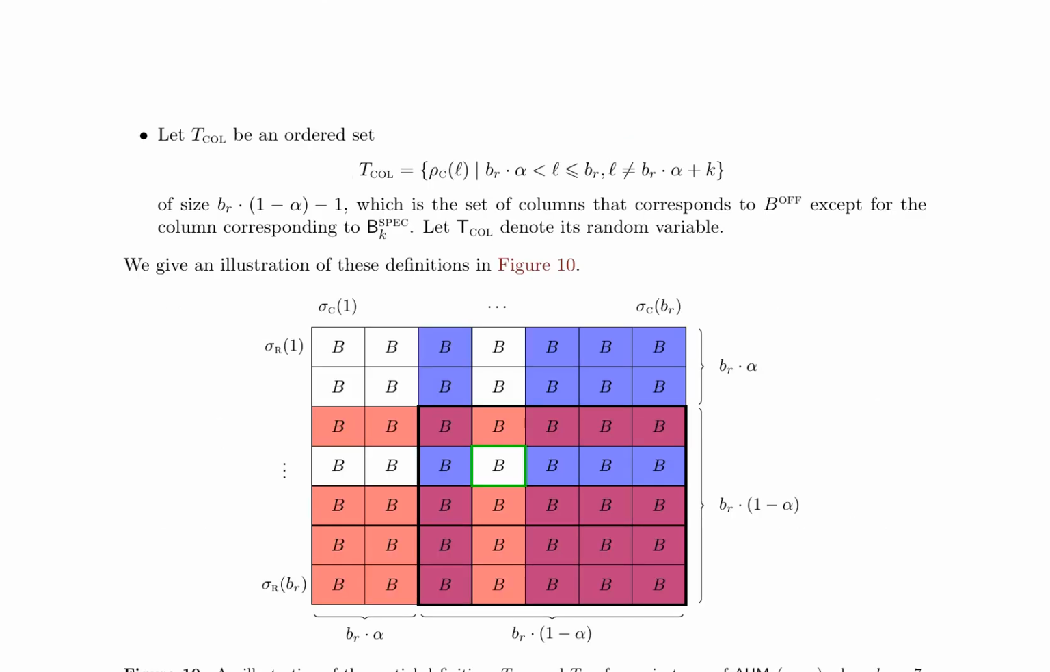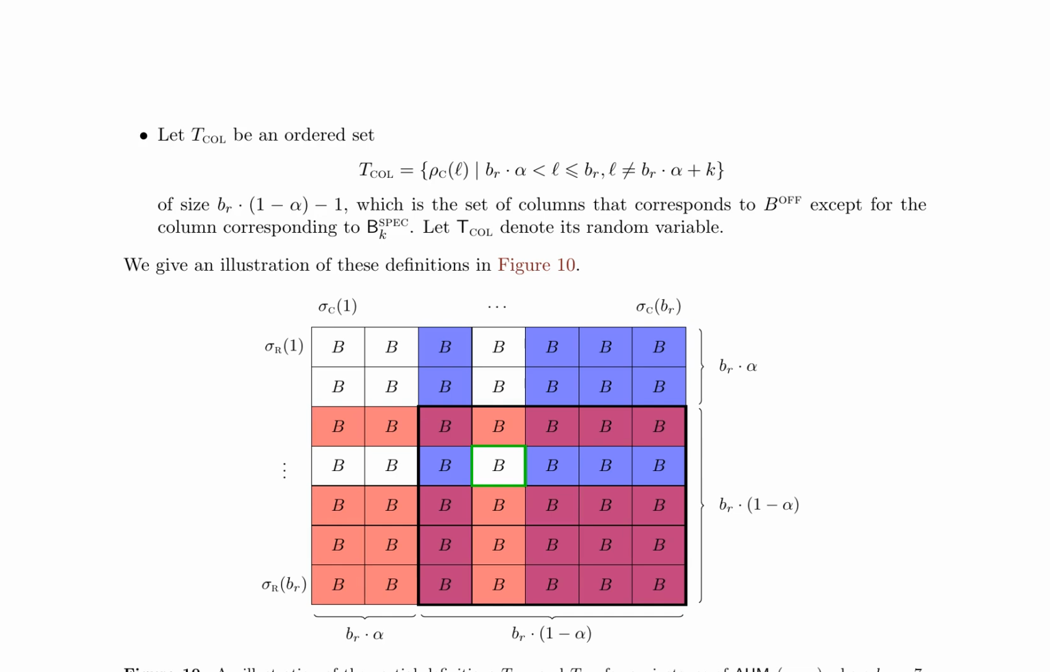The authors introduce the concept of ordered sets T_ro and T_col, which are used to define the permutations rho_r and rho_c. T_ro is an ordered set of size b_r(1 - alpha) - 1 corresponding to the rows of the matrix B except for the row corresponding to B_spec_k. Similarly, T_col is an ordered set of size b_r(1 - alpha) - 1 corresponding to the columns of the matrix B except for the column corresponding to B_spec_k. These definitions are illustrated in Figure 10.